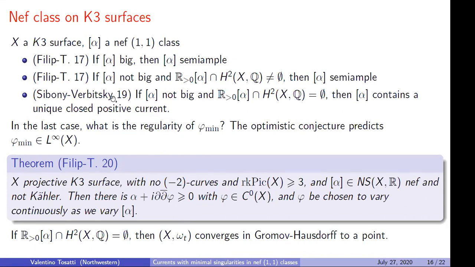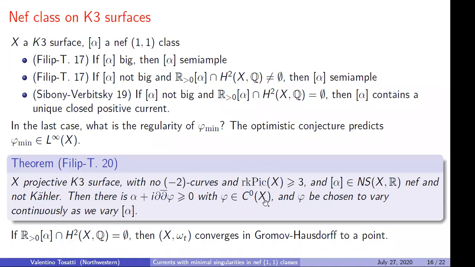And so in particular, this applies to the classes of Sibony-Verbitsky, right? The ones that are truly irrational have a unique closed positive current, and by this result, under these assumptions, this phi min is continuous there. Remember that there are the ones coming from dynamics, which are even better, they're Hölder continuous. We believe that in general, one cannot pick phi to be Hölder continuous for arbitrary classes, so C0 should be sort of optimal. And if you are in this truly irrational case, then the Ricci-flat metrics will Gromov-Hausdorff converge to a point, again the same behavior as in this dynamical setting.